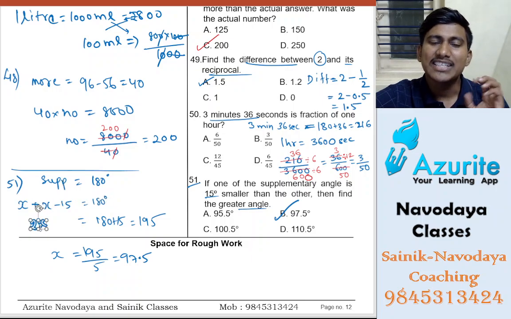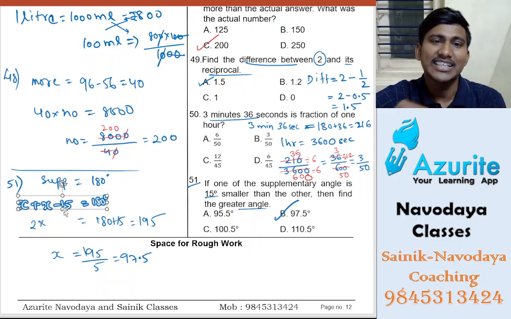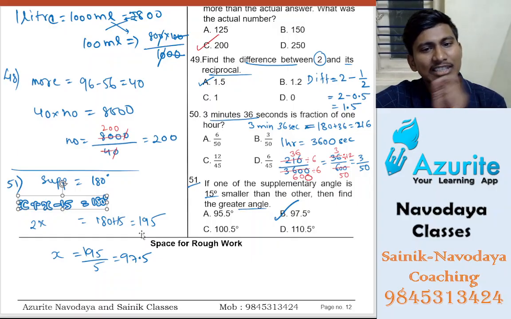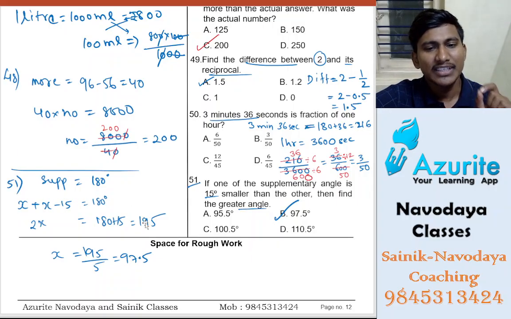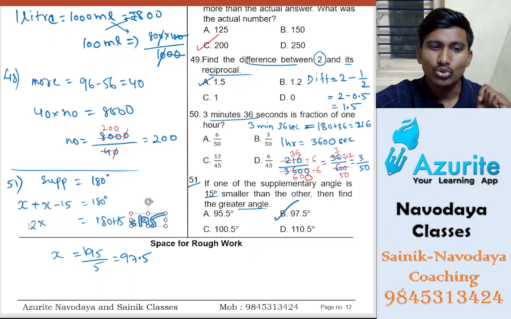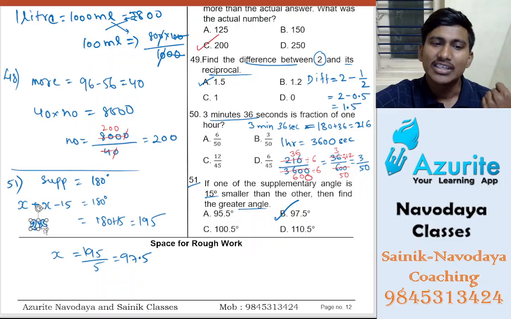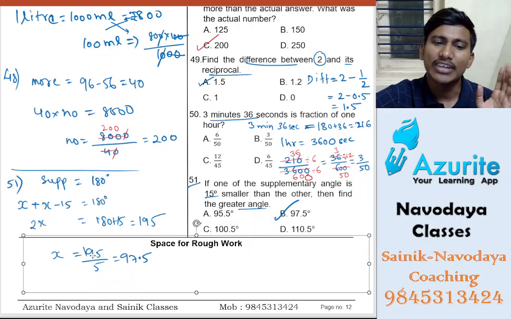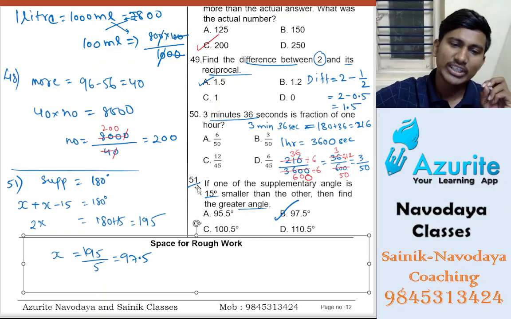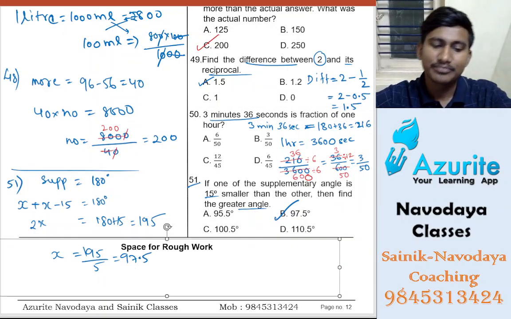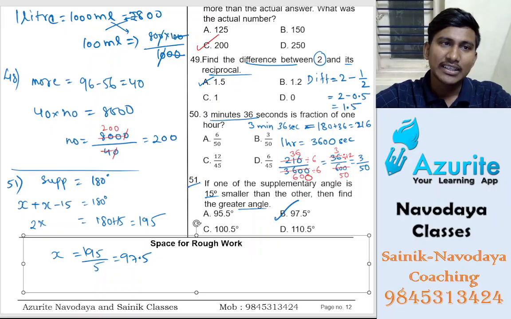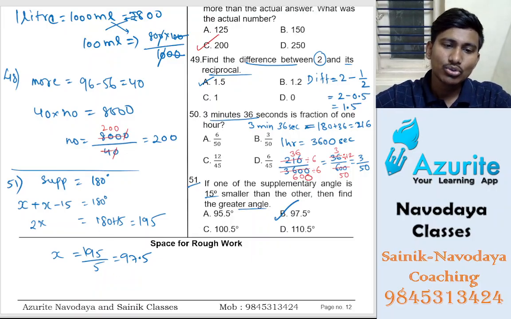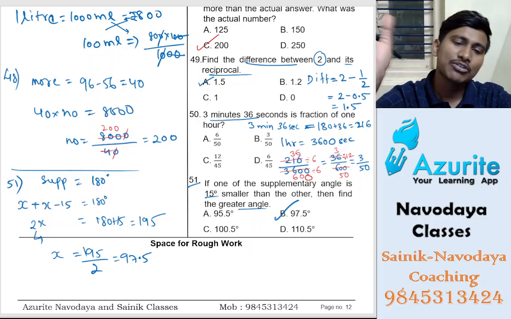So here x plus x is 2x. The 15, if you take that side, it is minus, and if you take it to the other side it will be plus. So 180 plus 15 is 195. So 2x equals 195. If you take the 2 to the other side, it will divide. So 195 by 2, it is 2, not 5. So it will come 97.5.